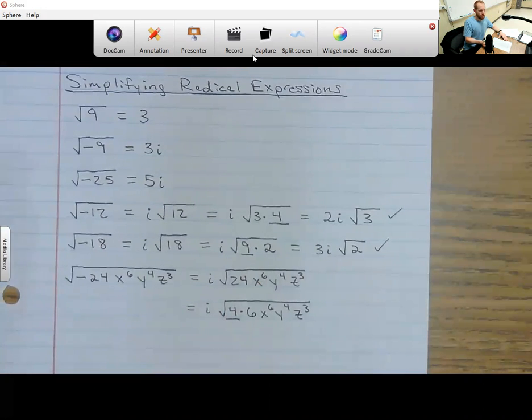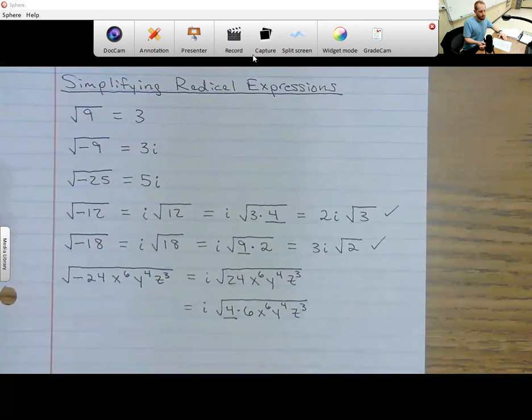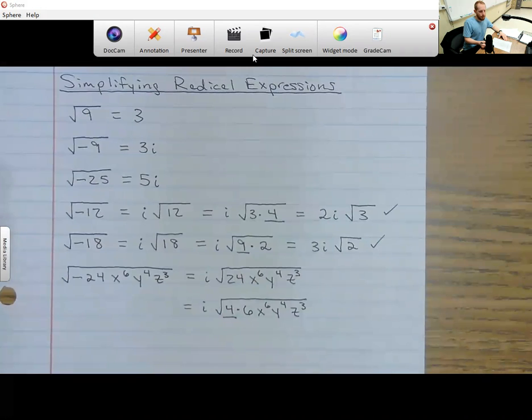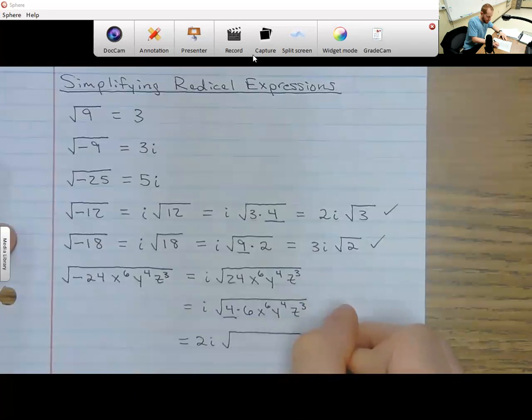And the 4 is actually going to come out as a what? The 4 is going to come out as a 2, right? So it's going to come out as a 2. It's going to join the i on the outside, but the 6 has to stay inside with the variables. The 6 has to stay on the inside with the variables. It doesn't come out yet.